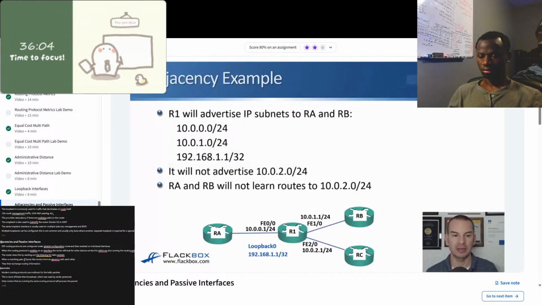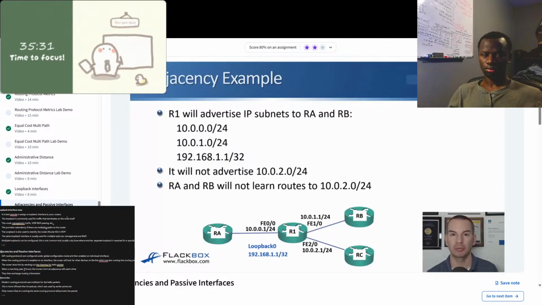An adjacency example, so the same one. R1 will advertise its IP subnets to RA and RB because it formed adjacencies with them. So it will advertise the 10.0.0.0/24 subnet, 10.0.1.0, and 192.168.1.1/32, its loopback. But it will not advertise 10.0.2.0/24 because that interface was not included in the routing protocol.